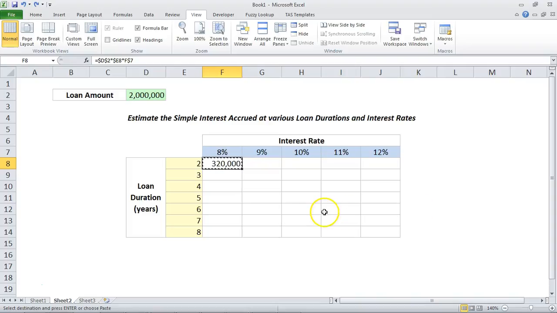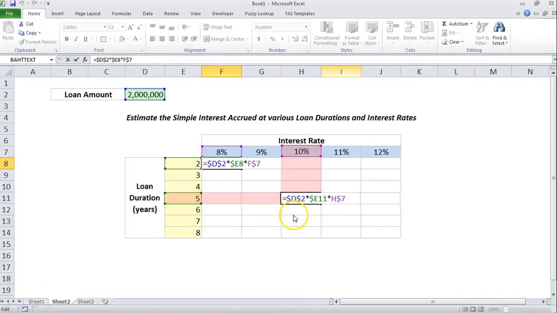Now, let's copy this formula and paste it in some other cell. And let's observe both of these formulas very closely. You can see that D2 remains unchanged, so the loan amount is coming from the cell D2 for both these formulas. Next, E8 has become E11, so the loan duration is coming from column E and the appropriate row for both these formulas. And finally, F7 has become H7, so the interest rate is coming from row 7 and the appropriate column for both these formulas.